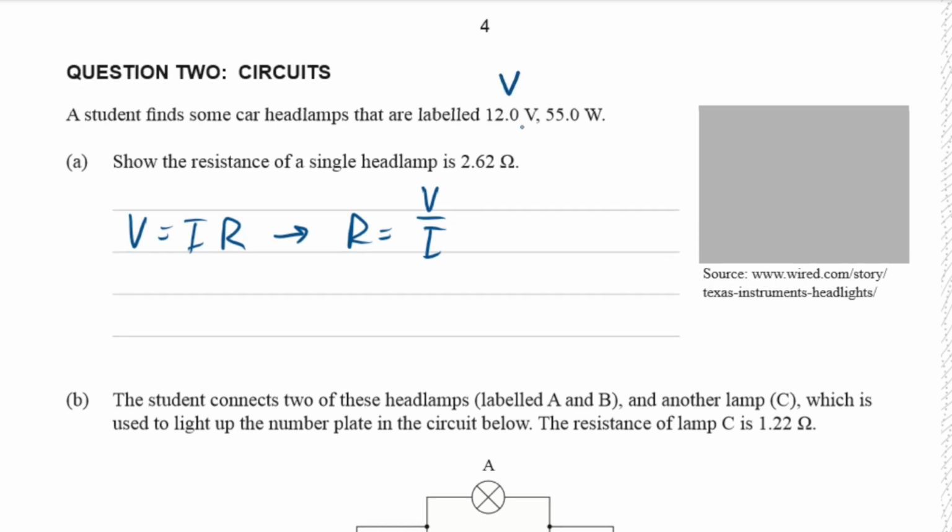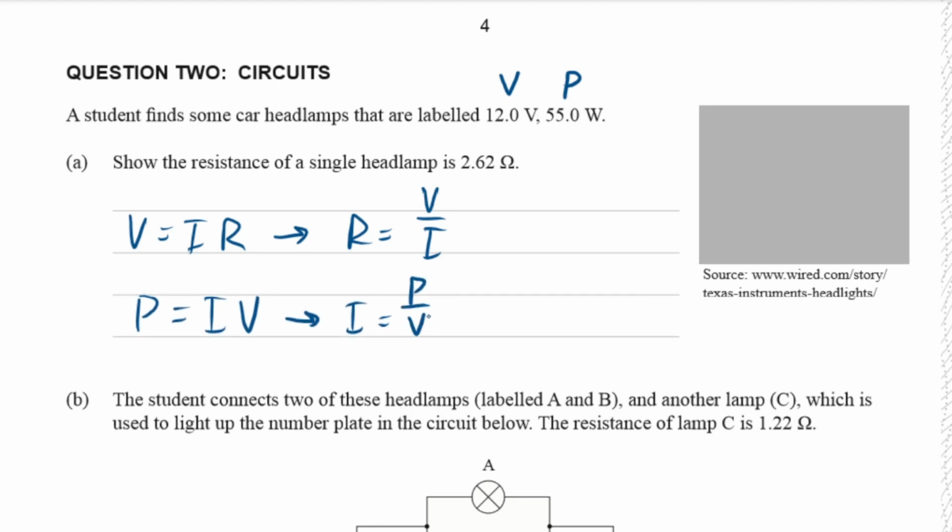And we're given the voltage, but we're not given current, we're given power. So how can we relate that to current? Again, in your formula sheet, we know that power is current times voltage. So current would be power divided by voltage. And with that, we could solve for the resistance. So solving for current first, 55 watts of power divided by 12 volts. That gives us 4.58 amps.